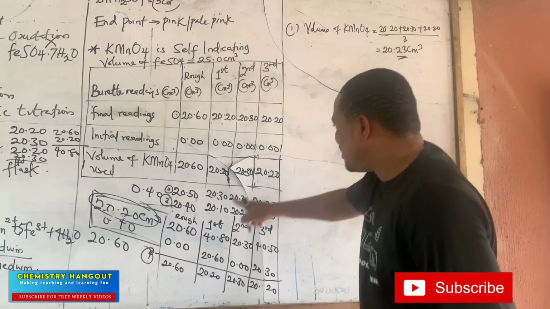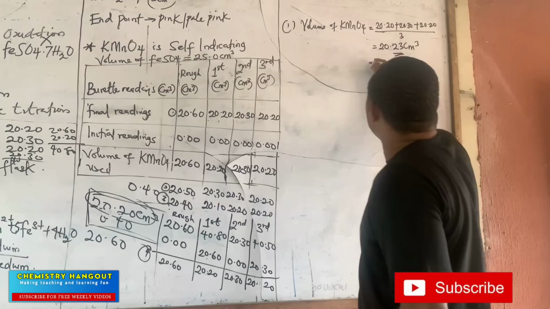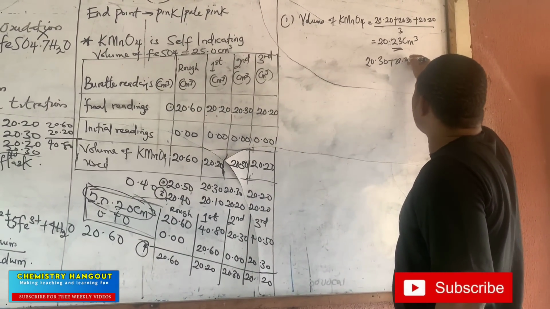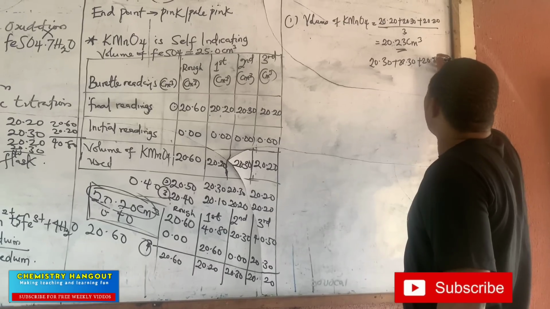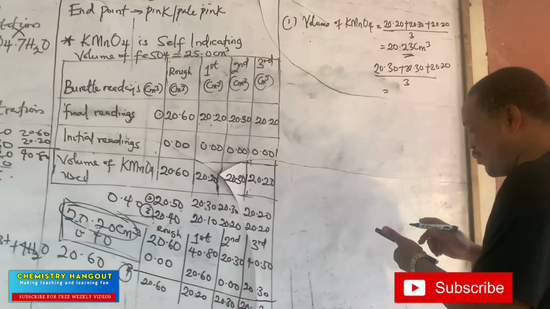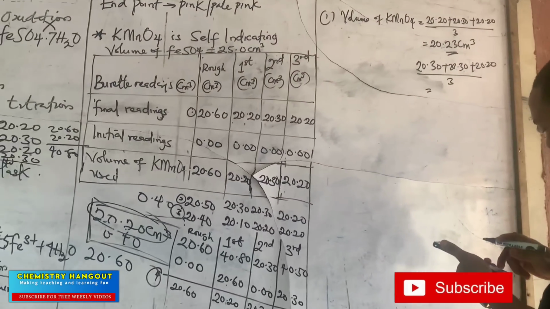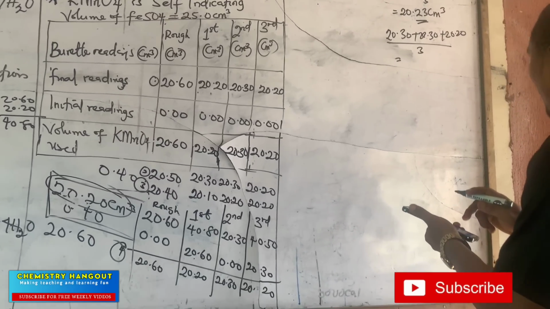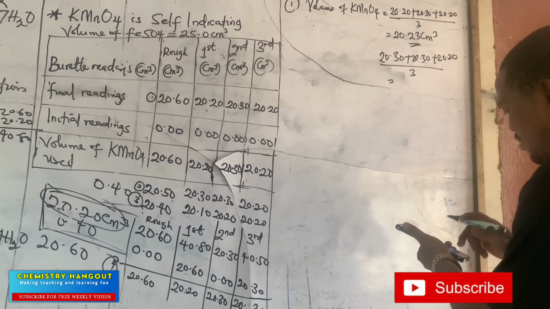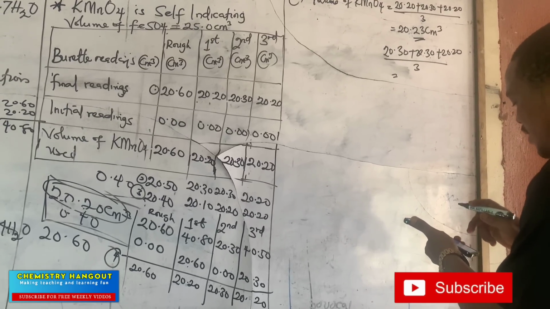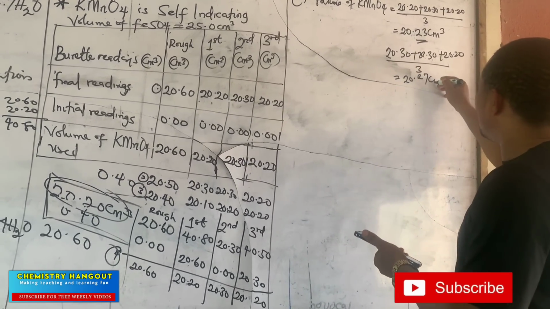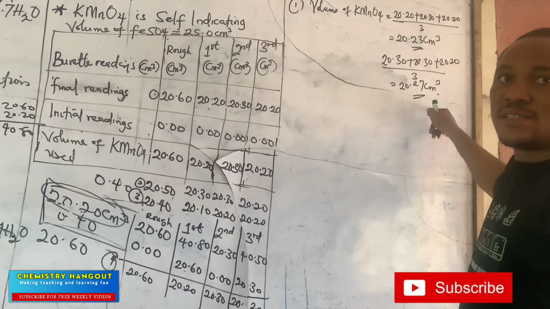So this is the first one. The second one, we use this. So that's 20.30 plus 20.30 plus 20.20 divided by 3. Let's see, if another person is using the same table, let's see what we are going to get. So this is 20.27 centimeter cube. You can see this is the second person.